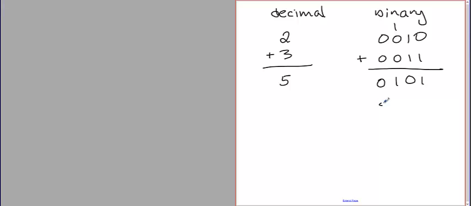And remember, the columns are worth different amounts. So what we have is 1 times 1, which is 1. 0 times 2, which is 0. 4 times 1, which is 4. And 0 times 8, which is 0. And you can see that adds up to 5.